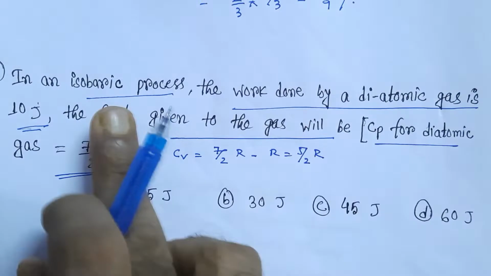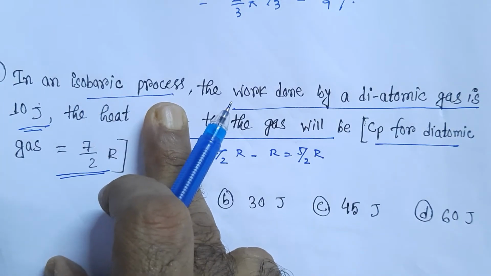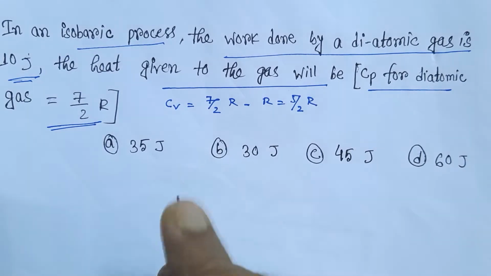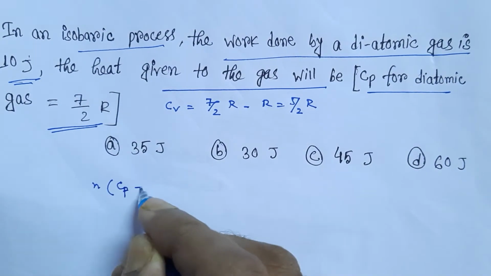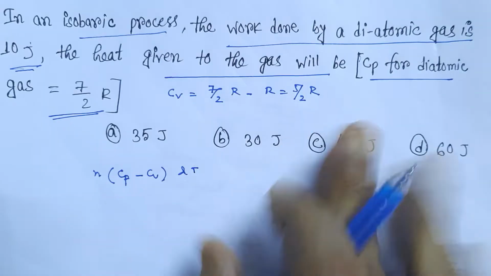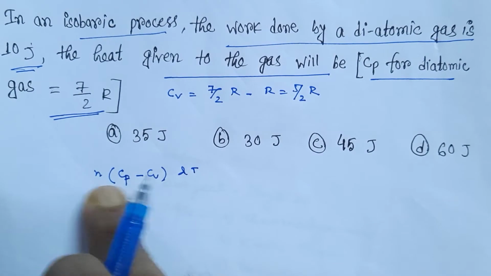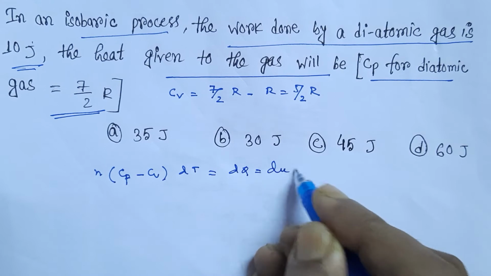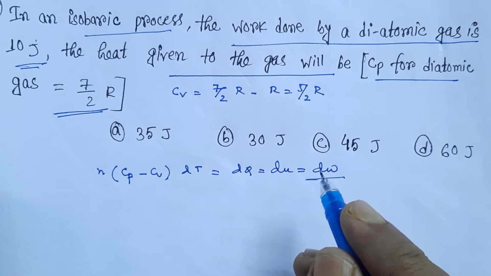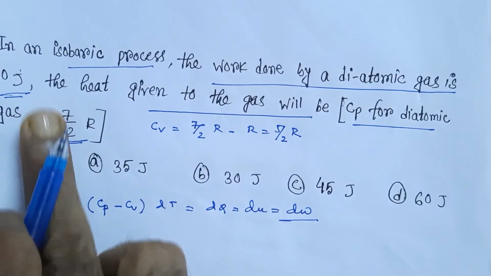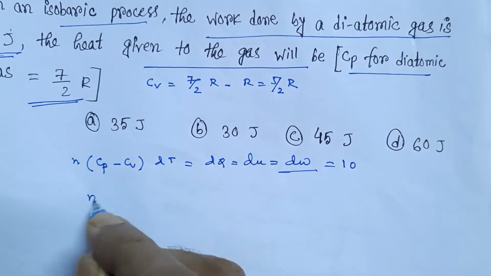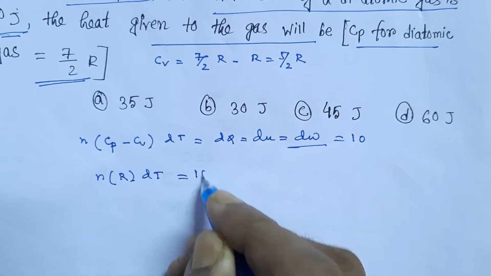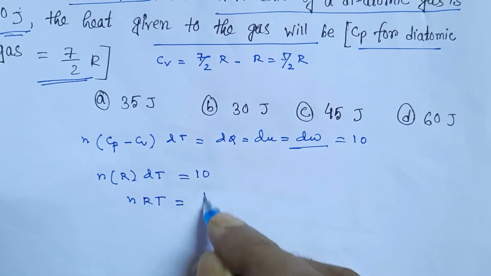Now, in an isobaric process, when the pressure is constant, work done by the gas equals n into Cp minus Cv into dT, because n Cp dT is the total heat given and n Cv dT is the change in internal energy. So dQ minus dU equals dW, and dW is 10 joule. So n into Cp minus Cv, that is R, into dT equals 10. So n dT equals 10 by R.